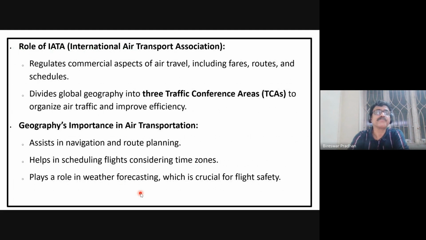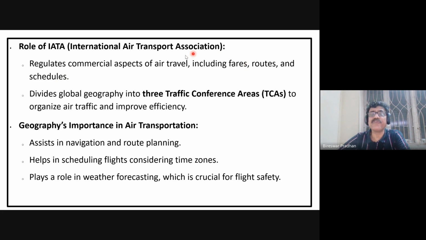Next, the role of IATA, the International Air Transport Association. What is their role actually, and how do they do it? They regulate the commercial aspect of air travel. They give direction and regulations regarding air travel, including fares, routes and schedules. So they regulate the commercial aspect of air travel.